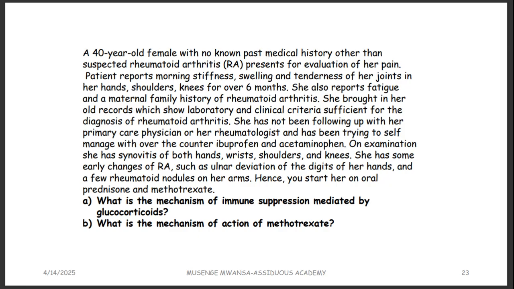On examination, she has synovitis of both hands, wrists, shoulders, and knees. She has some early changes of rheumatoid arthritis, such as ulnar deviation of the digits of her hands and a few rheumatoid nodules on her arm. Hence, you start her on oral prednisone and methotrexate. What is the mechanism of immune suppression mediated by glucocorticoids? What is the mechanism of action of methotrexate?